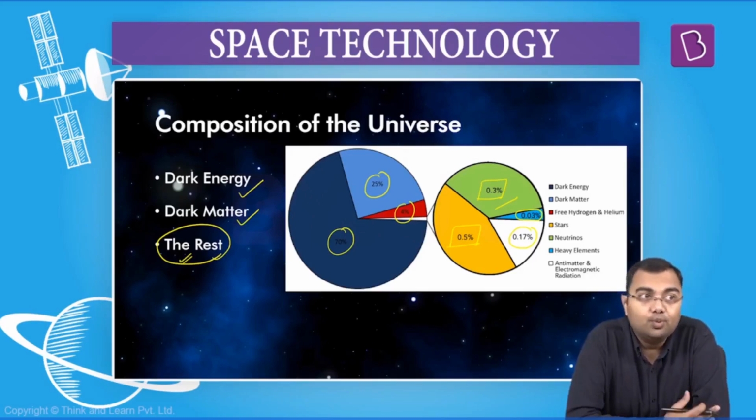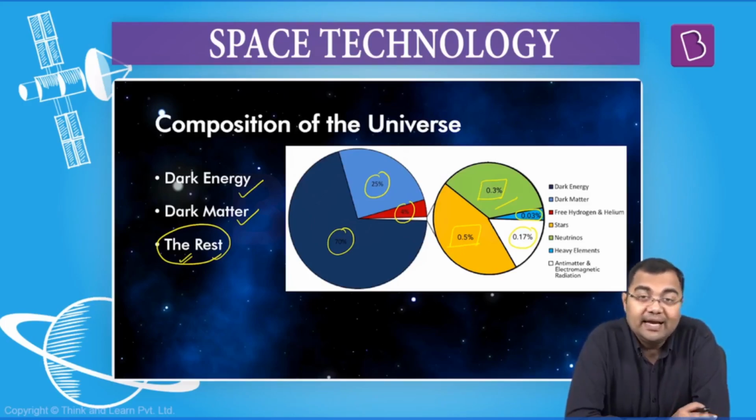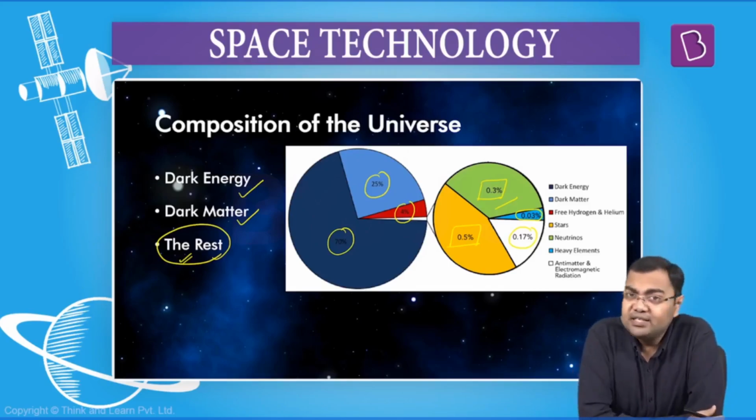So then comes a question, what is the rest of the 95%? And this is a big mystery. There are two terms that you have to understand here, one which is called dark energy, and the second one which is called dark matter. UPSC also has asked a couple of questions on dark energy and dark matter in the prelims examination. So, what is dark energy and what is dark matter? Let's try to understand this first.